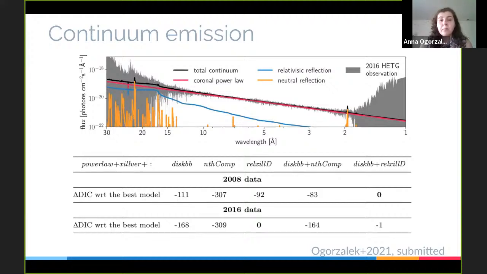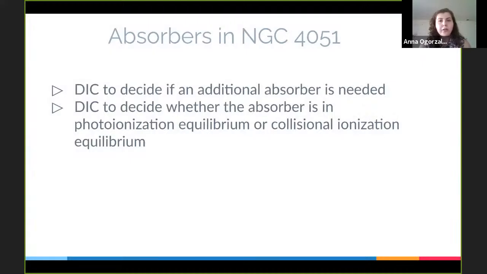But a phenomenological disk blackbody model is required to explain the 2008 data, possibly because of the limitation of the Relxill-D model. Our analysis decisively rules out the warm corona, modeled for example by the NTHCOMP model, as the origin of the soft excess, which is clearly shown by the delta DIC values in the table. Note that the delta DIC values are basically an order of magnitude higher than our already conservative threshold of 10. So having a good model for the continuum emission, we can now model the absorption.